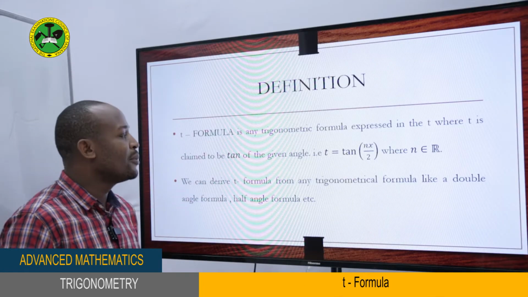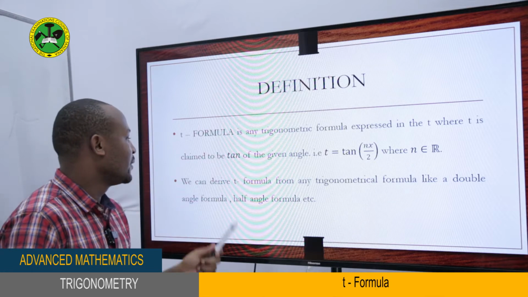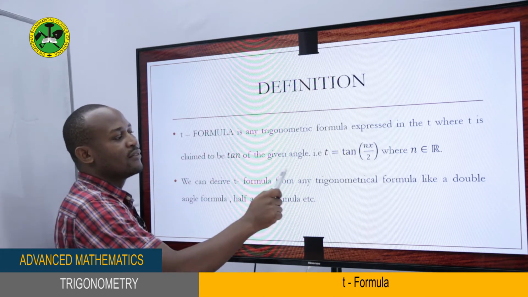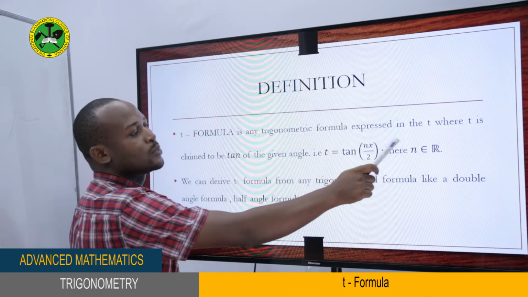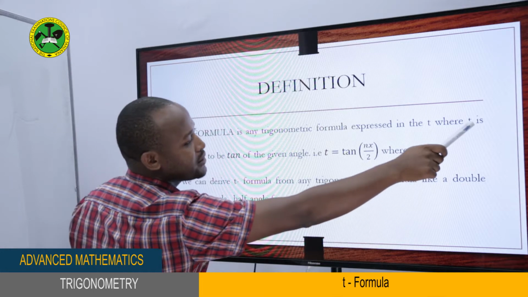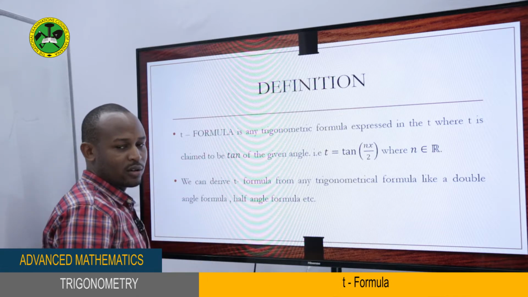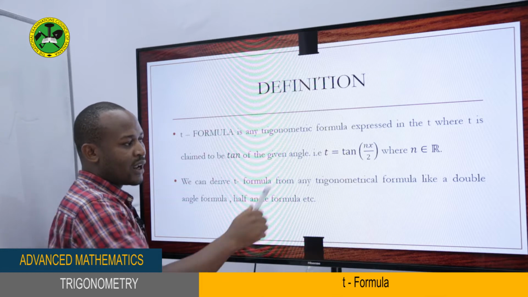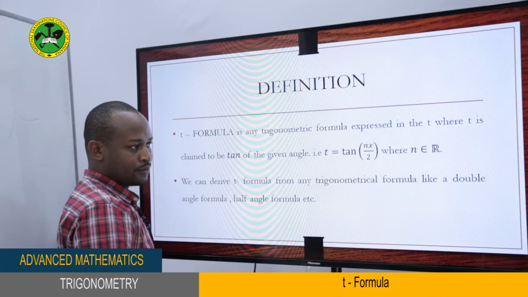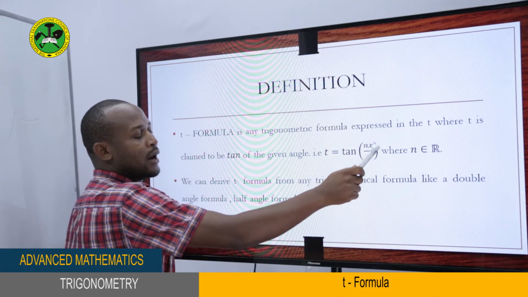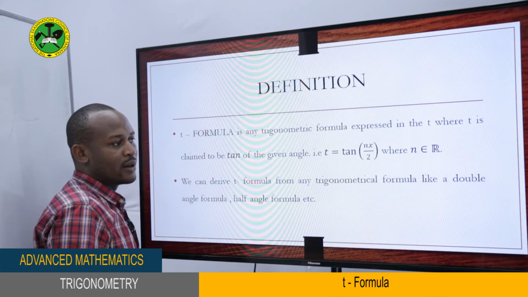Definition. A T formula is any trigonometric formula expressed in T, where T is the tan of a given angle. I repeat that. A T formula is any trigonometric formula expressed in T, where T is the tan of a given angle. That is to say, T is equal to tan of nx over 2, where n is a member of all real numbers.